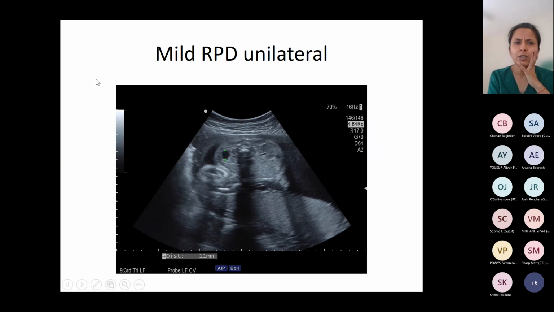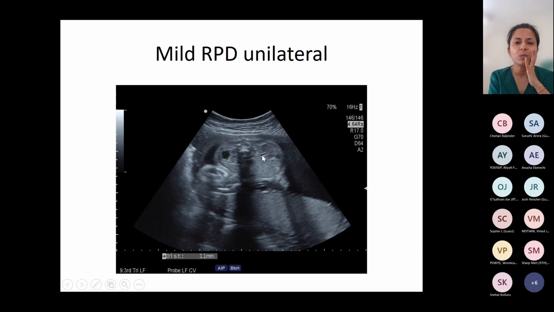Now, I don't know how well you can see these slides, but this is a slide demonstrating a mild renal pelvic dilatation, unilateral. What I'll do is I'll see if I can find an arrow here. Can you see my arrow? This arrow is going to show you the cross section of a baby's tummy at the level where the kidneys are. So lumbar. And then this here is the baby's, I'm going to presume right kidney because I haven't labeled it, but that would be the right kidney.